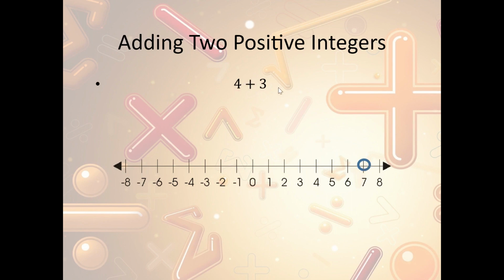So we added these together. Now we know 4 plus 3 is 7. That's pretty simple. But when we get into negative integers, now it changes a little bit.